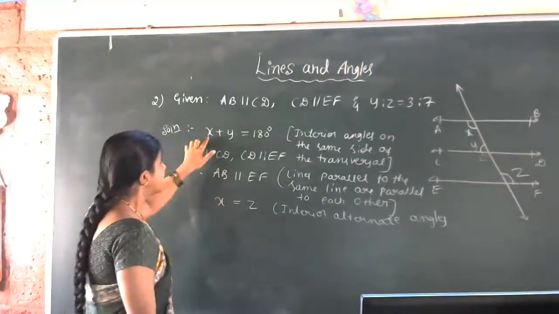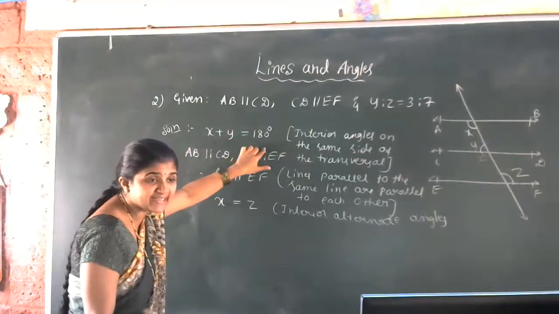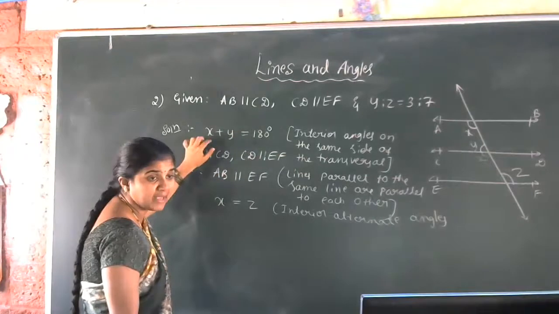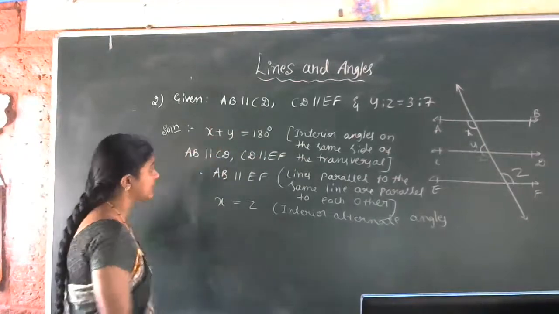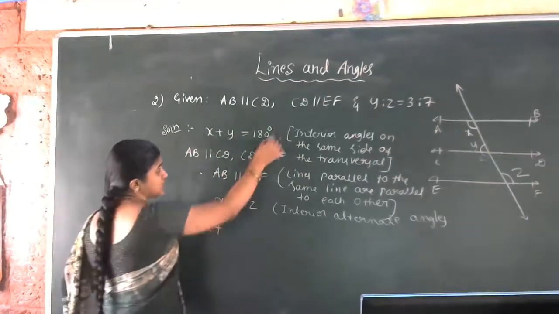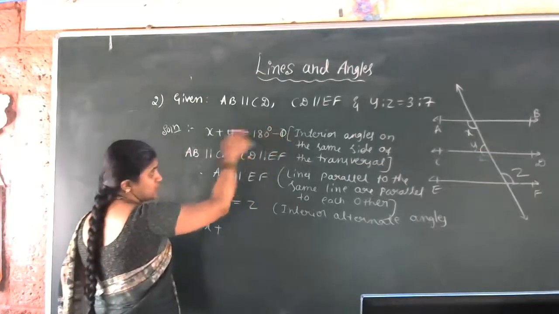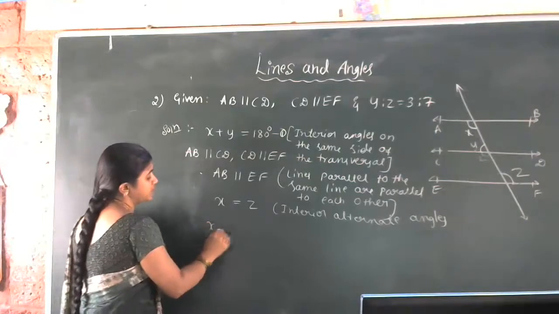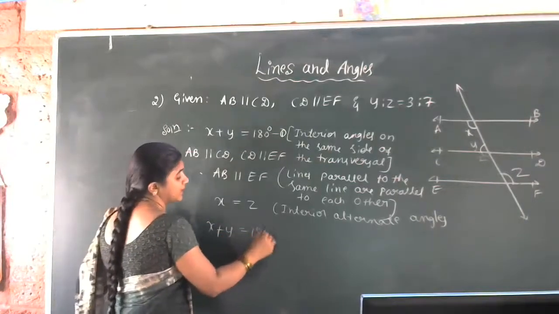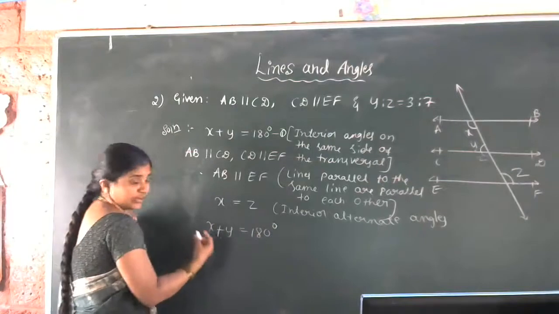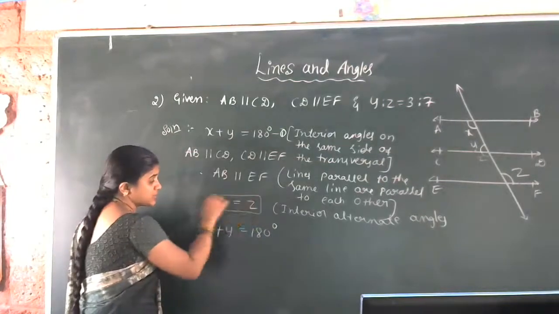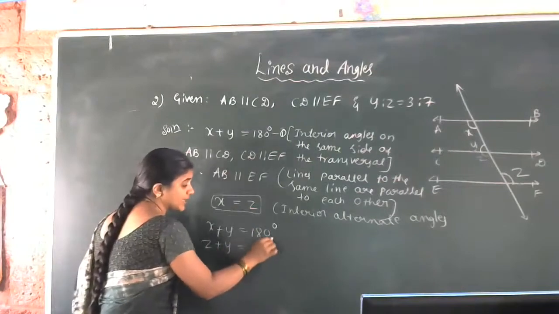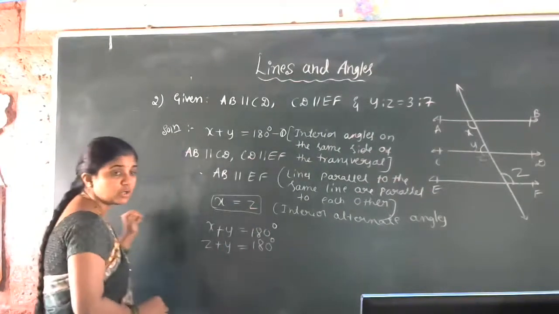Now, can I take x plus y is equal to 180 degrees? In that, what should we put in place of x? If you put z, the problem becomes easy for you. Take the first equation as equation number 1. Now x plus y is equal to 180 degrees. According to equation 1, we substitute x is equal to z. Therefore, z plus y is equal to 180 degrees.